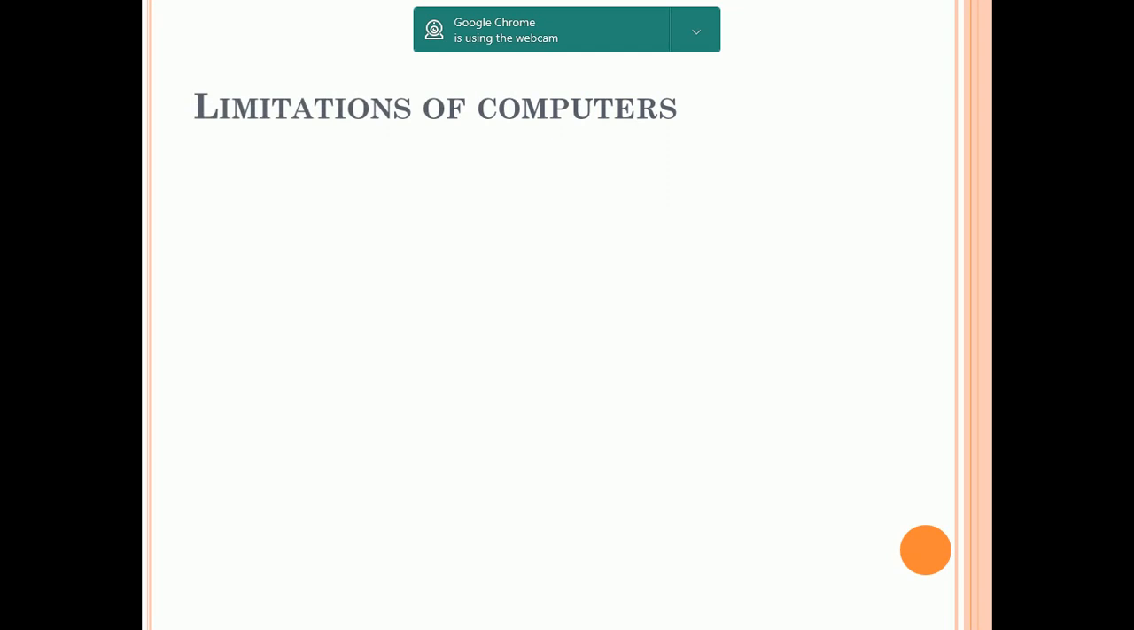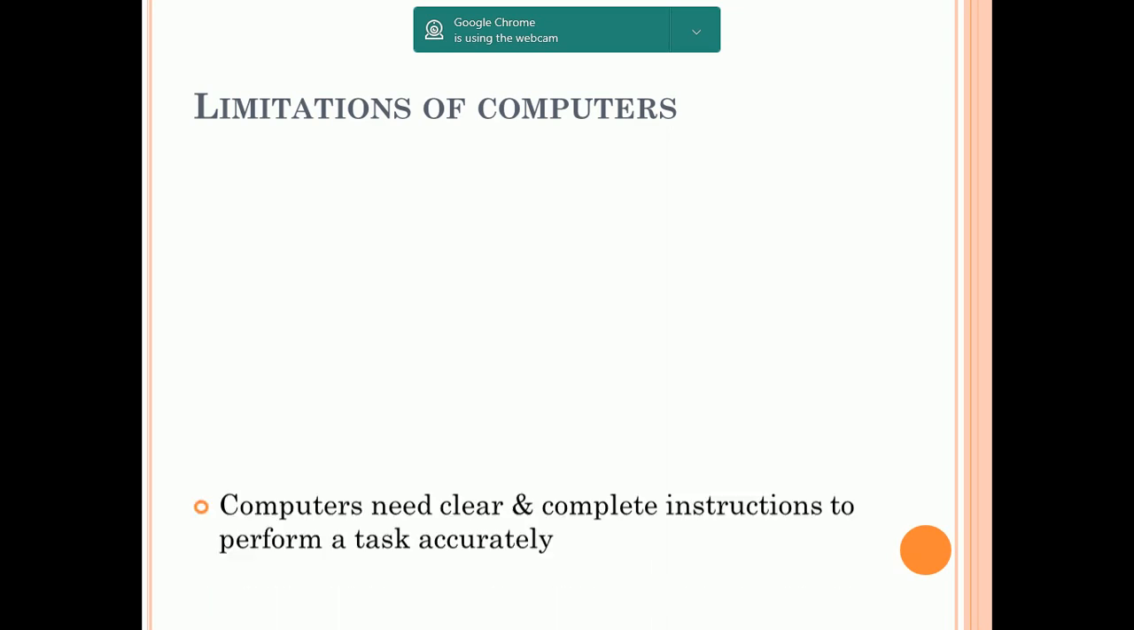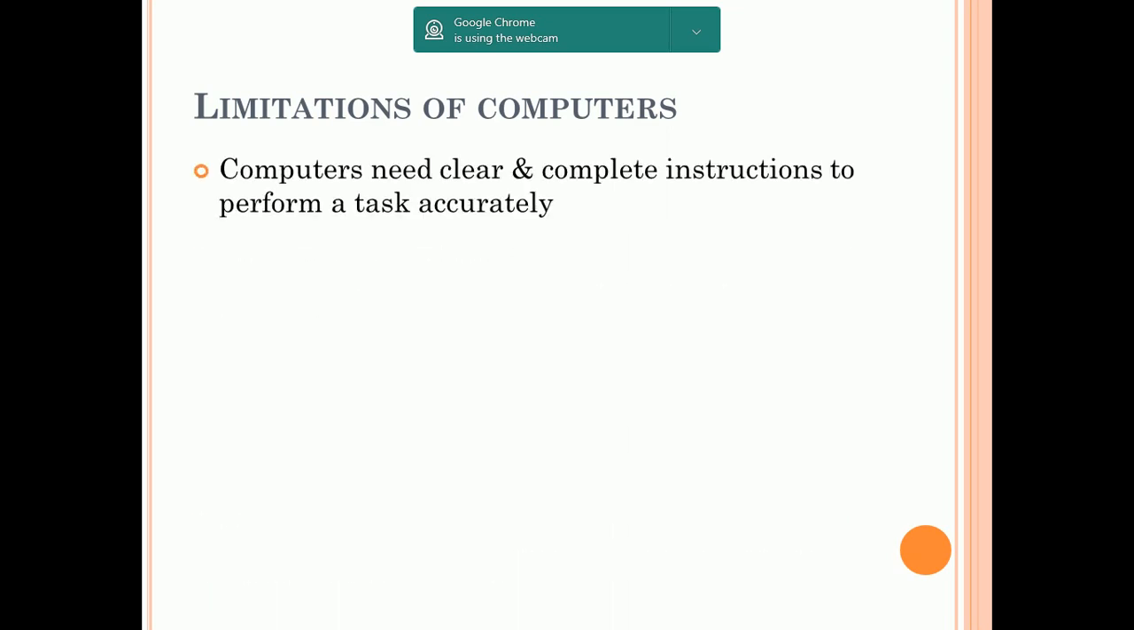Next is the limitations of computer. Now there are some limitations of computers also. First is computers need clear and complete instructions to perform a task accurately. So half instructions or wrong instructions can give wrong results.